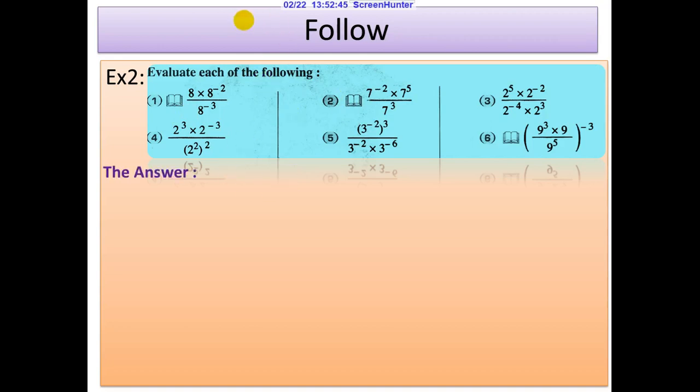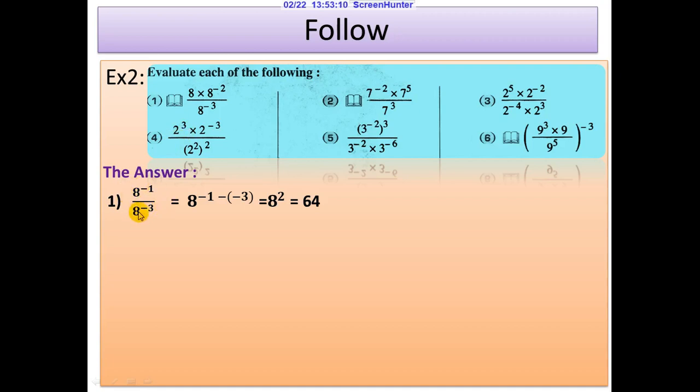In exercise number 1 here, when we multiply two like bases, we have studied before, we add their power. In the numerator, we add their power to be 8 raised to power negative 1, because we have 1 plus negative 2. And here 8 raised to power negative 3, keep as it.